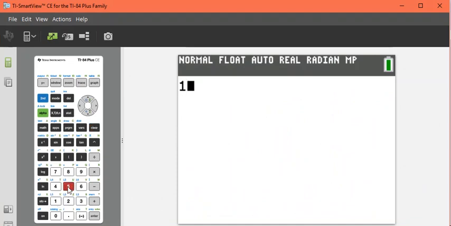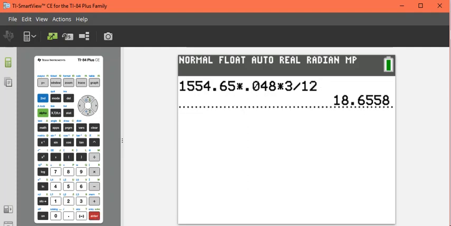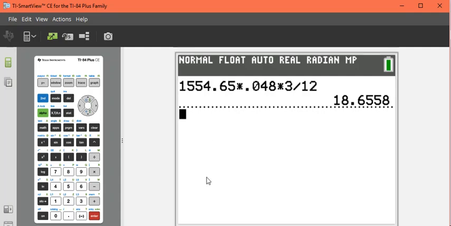All right, so we're going to do $1,554, because that's our starting balance for the fourth quarter, 65 cents, times the rate times the time. All right, and there you go. Here's your interest. Again, we're going to have to round this. All right, so back to our notes.